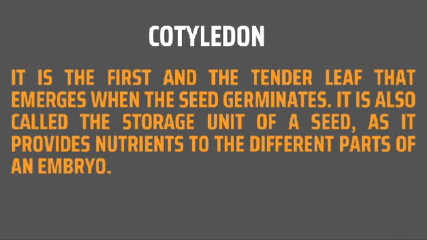Cotyledon: it is the first and tender leaf that emerges when the seed germinates. It is also called the storage unit of the seed, as it provides nutrition to the different parts of an embryo.